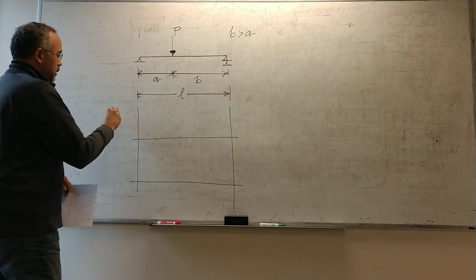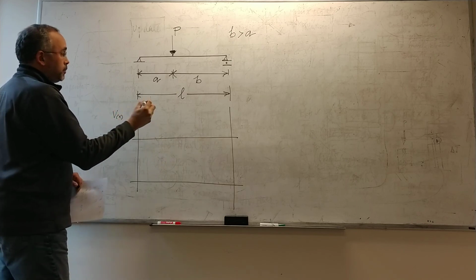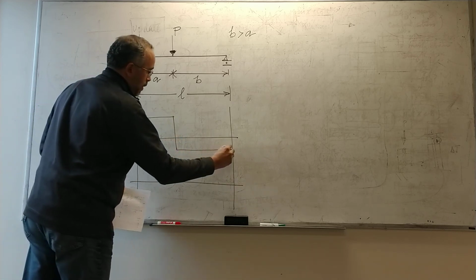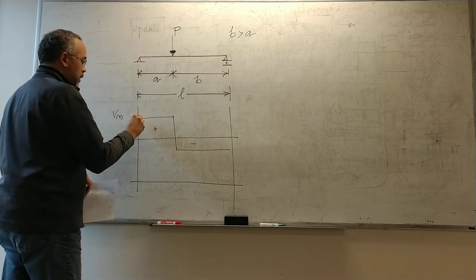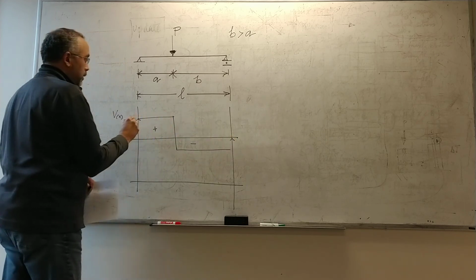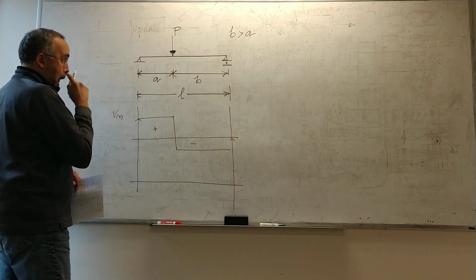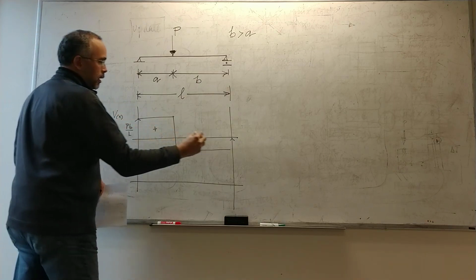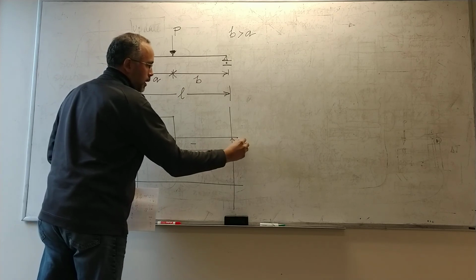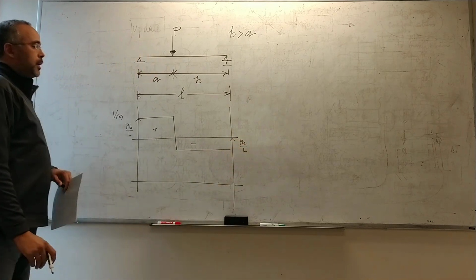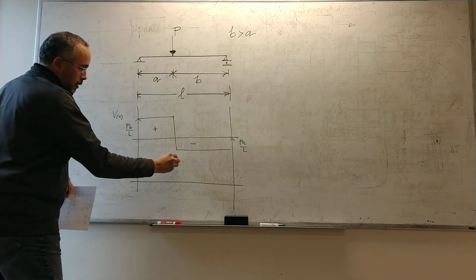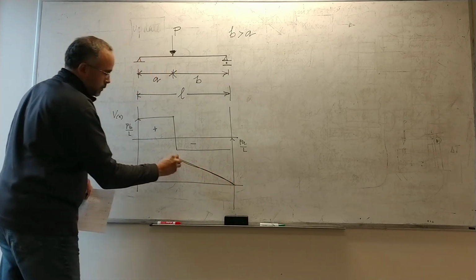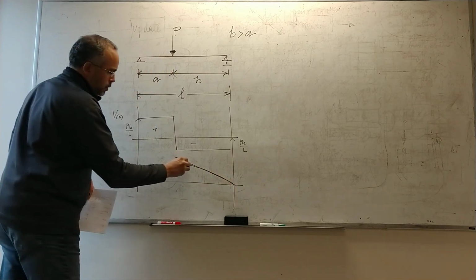So first of all, let's remember that the shear diagram for this looks like this, like that. And these two reactions here are PB over L, and here PA over L. And the moment diagram for this looks like that. Right? These are both straight lines.